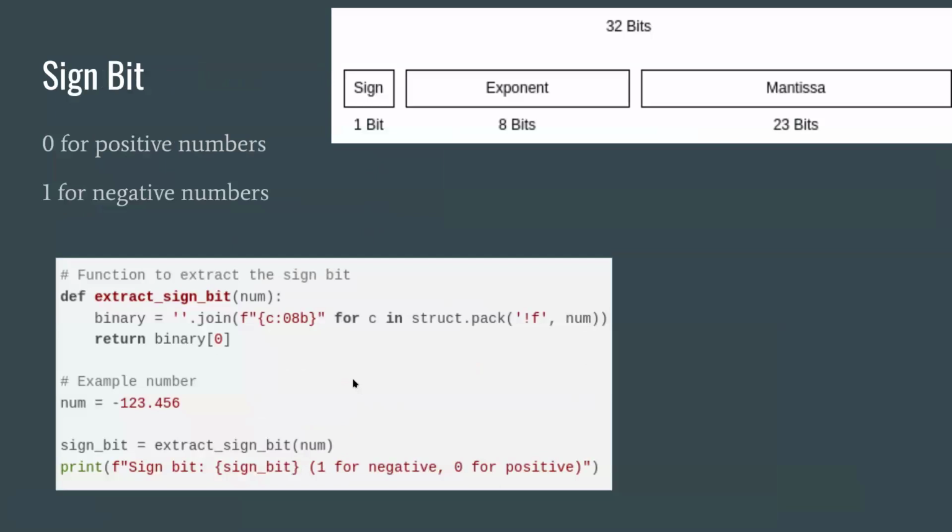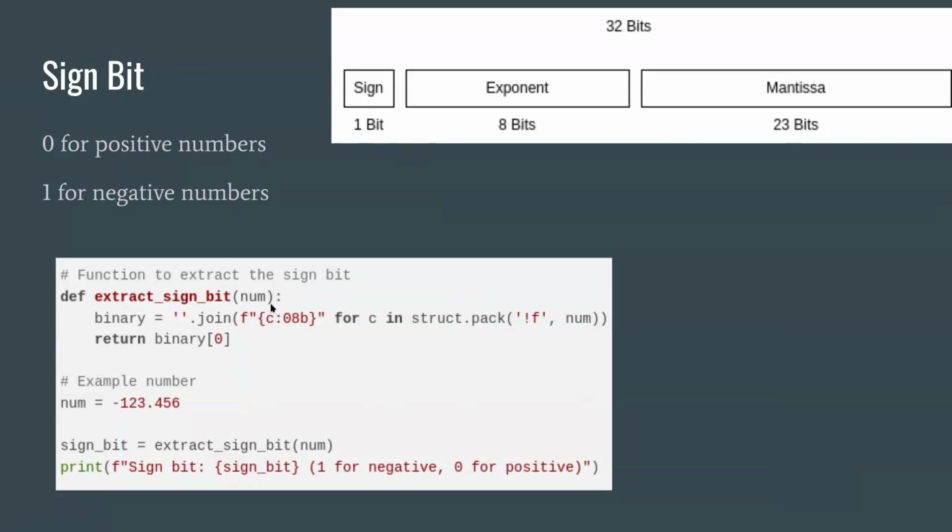Sign bit. The sign bit is the simplest component of a floating point number. It determines whether the number is positive or negative. A sign bit of 0 indicates a positive number, while a sign bit of 1 indicates a negative number. This straightforward representation helps maintain consistency in arithmetic operations.